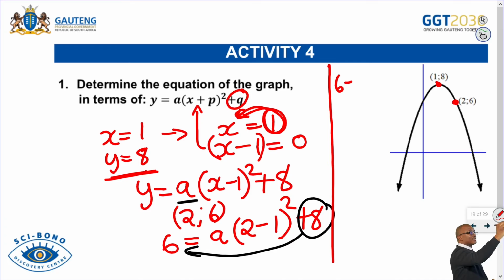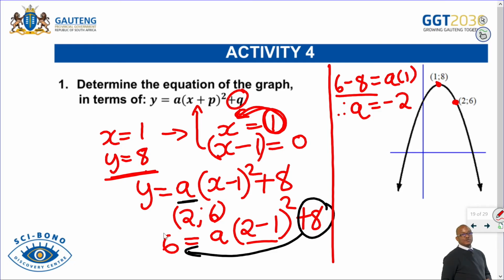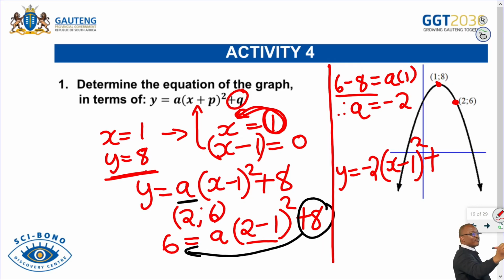We're going to have 6 minus 8 is equal to a. Now, 2 minus 1 is 1, and 1 squared is 1. So now we're going to have your a like that. Therefore, your a is going to be negative 2, because 6 minus 8 is minus 2. So your function will be y is equal to minus 2 into (x minus 1) squared plus 8.